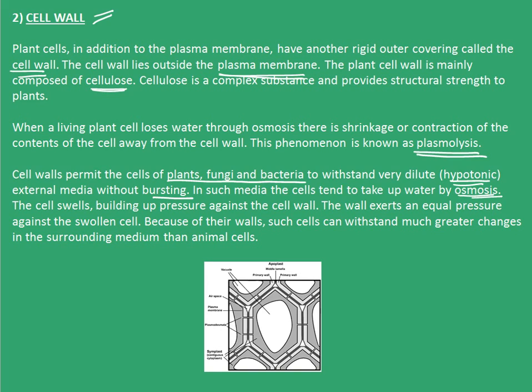The cell swells, building up pressure against the cell wall. The wall exerts an equal pressure against the swollen cell. Because of their walls, such cells can withstand much greater changes in the surrounding mediums than in the case of animal cells. The picture here shows a typical plant cell. These structures which are present in the cell are the cell walls.